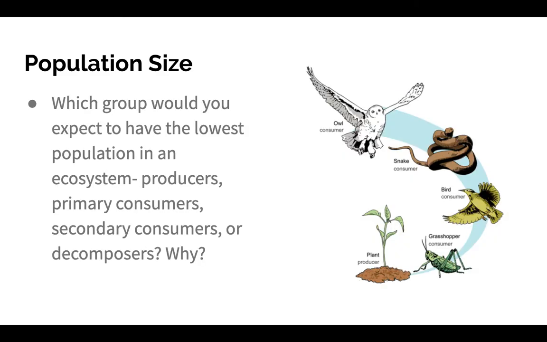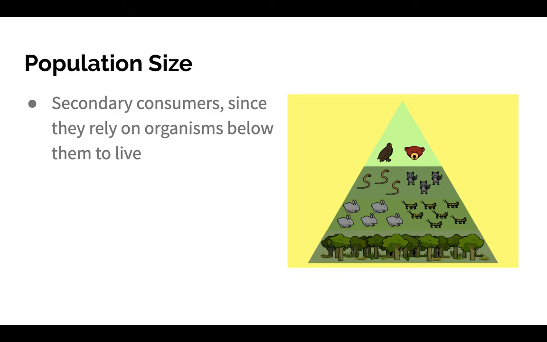So on the other side, which group would you expect to have the lowest population? The secondary consumers, or whoever is up here at the very top. If you only have 10% of the energy going up each level, there's less and less that's available, which means fewer organisms can be supported. So that's why you have just a few bears or a few of these birds of prey versus lots and lots of grasshoppers or rabbits, for example.